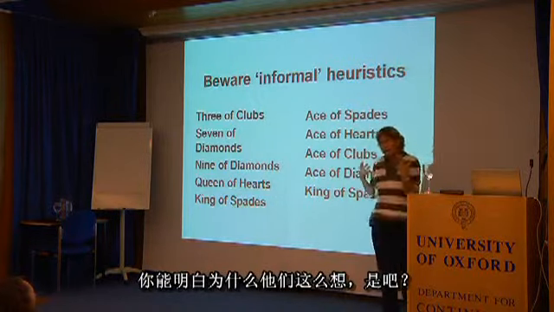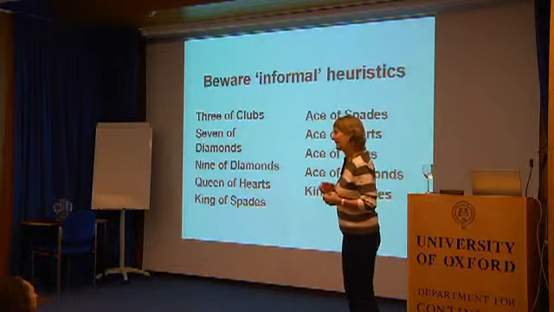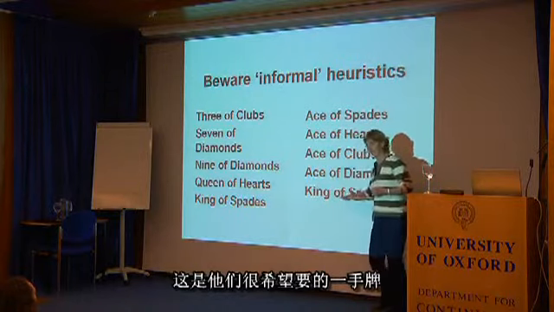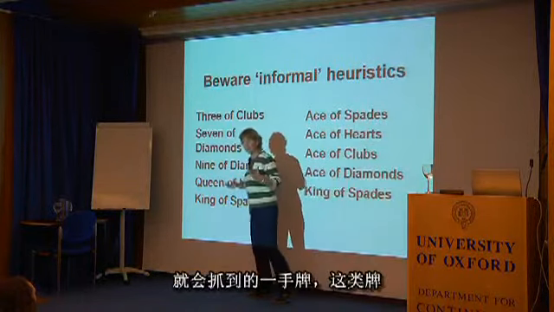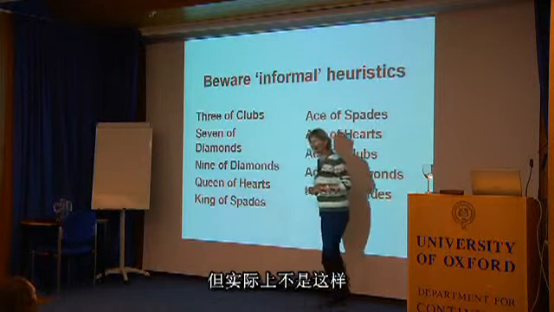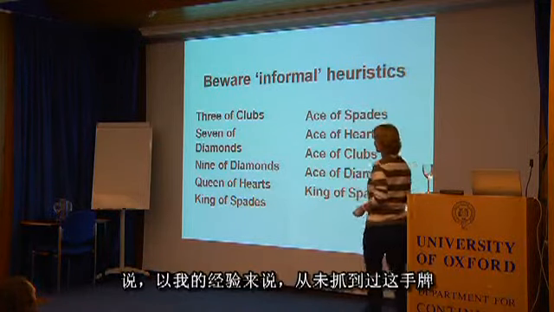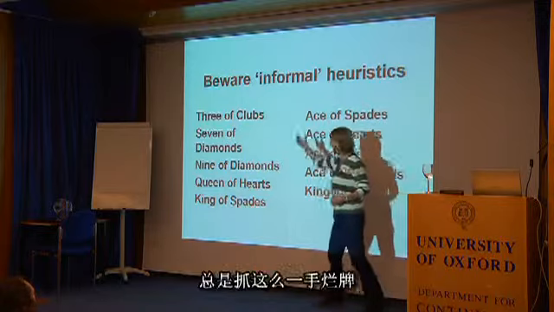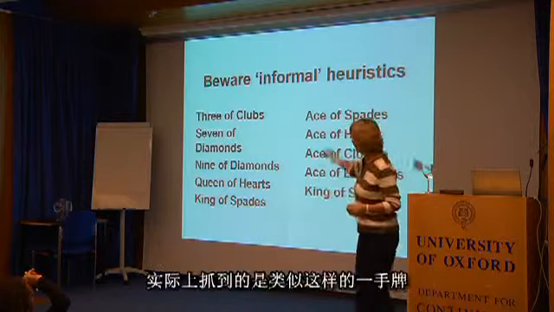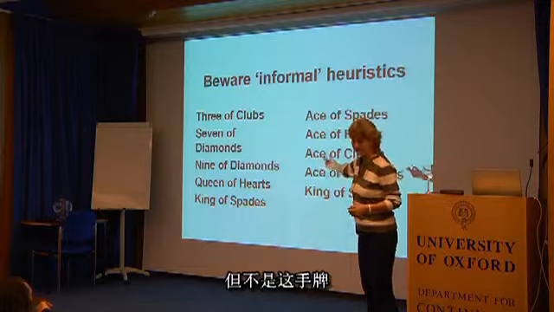Now, you can see why they think this, can't you? This one, well, yes, this is the one they'd love to have come up, and this is the one that they think comes up all the time. But of course, it doesn't quite work like that, because they're using an informal heuristic to say, in my experience, this never comes up, and this always comes up, and actually, you just can't use that here, can you? Because what comes up is something like that, but certainly not that.